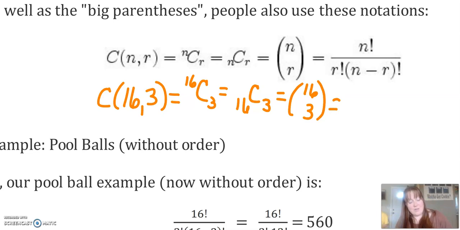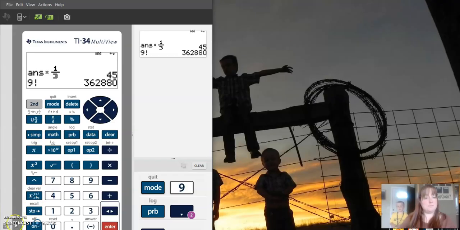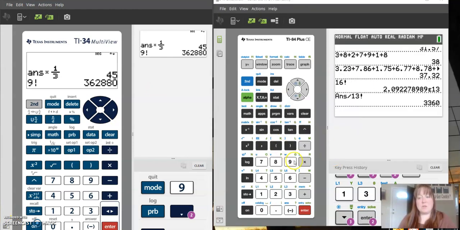And then we could do 16 factorial. That would be 16 factorial over 3 factorial. And then n minus r, so that's 16 minus 3, which is 13 factorial. Okay, so this is how we would do it. And now let's figure out how to do that in a calculator. I'm going to show you on this calculator. Both calculators work the same. You just need to put the factorial in.